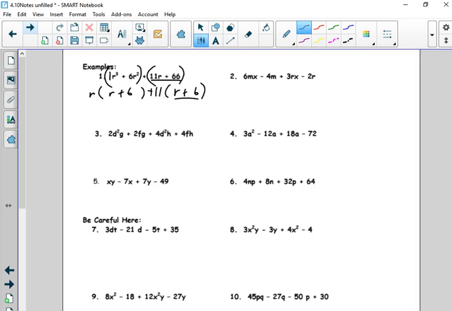Now all I do is hook these 2 up. You're my new team. R plus 11, you made it to the second round against R plus 6. And we're done. That's it. All we do.